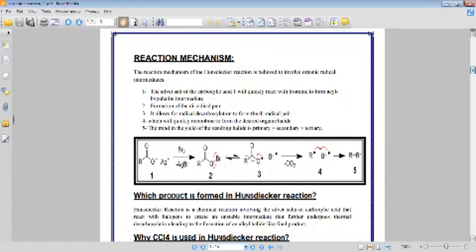In the second step, formation of a diradical pair occurs, and in the third step, it allows for radical decarboxylation to form the diradical pair. And in the fourth step, the diradical pair quickly recombines to form the desired organic halide. And in the fifth step, the desired organic halide is formed. The trend in the yield of the resulting halide is primary, then secondary, then tertiary.